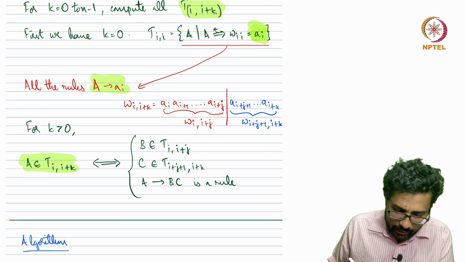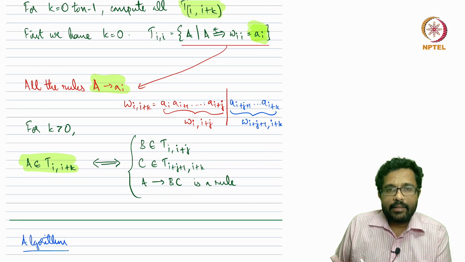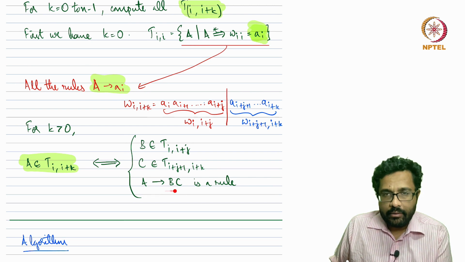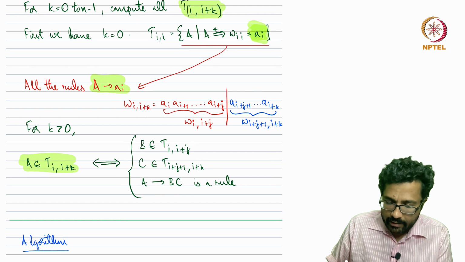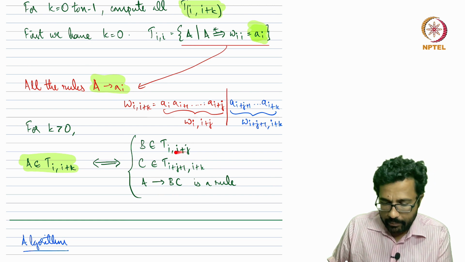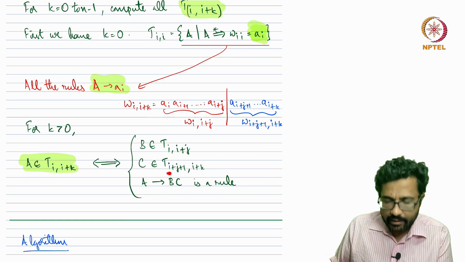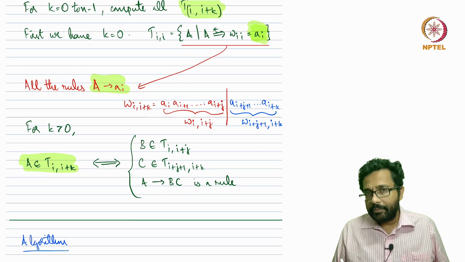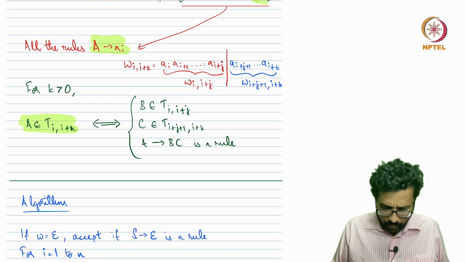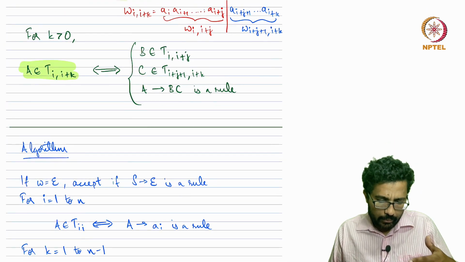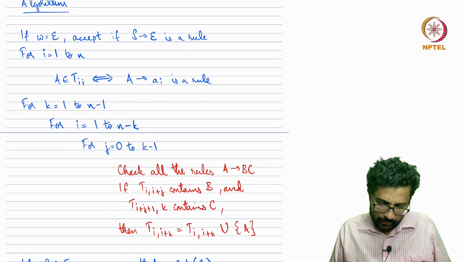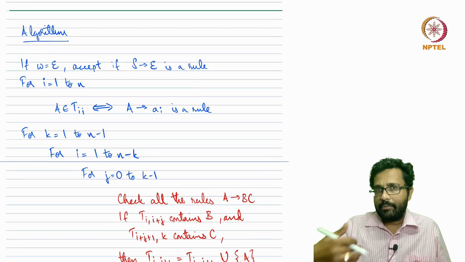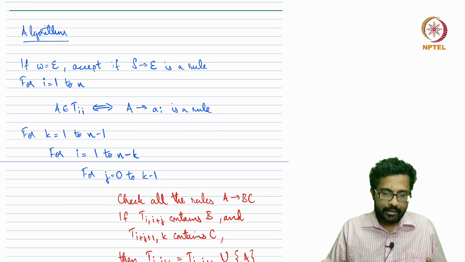So A is in this set T i, i plus k if A gives BC is a rule where B can generate the part i to i plus j, and C can generate the remaining part i plus j plus 1 to i plus k. So this is the idea. Now let's formally view the algorithm, and then we'll work out an example, and that should make things clear.